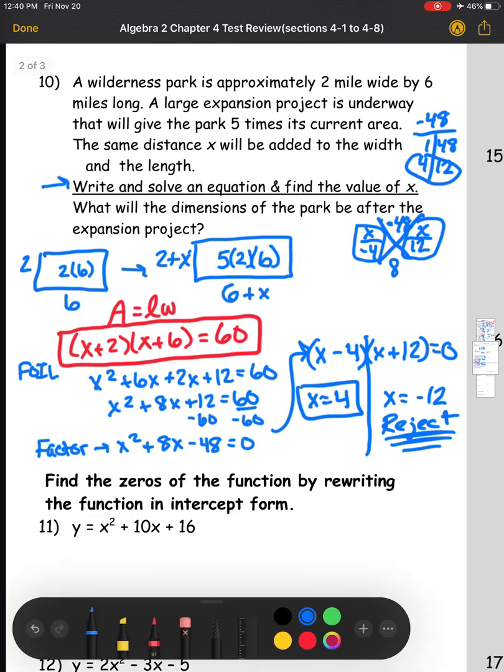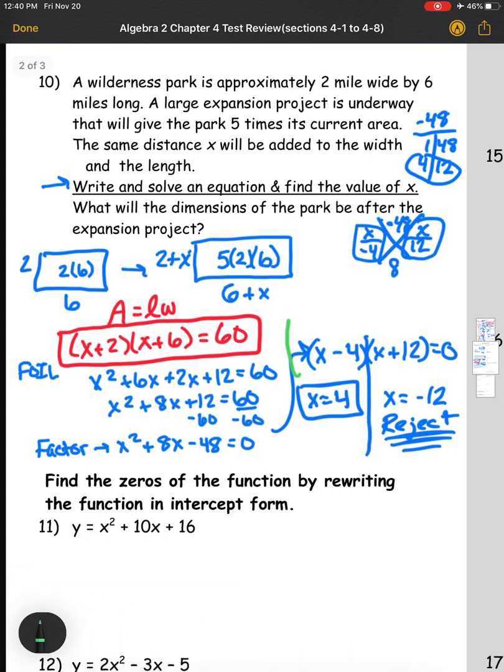Okay, but I'm still not quite done. I need to find the new dimensions, and that's coming from up here. So my new dimension of the new project here is, well, on the width, 4 plus 2 is 6, so that's 6 mile by 6 plus 4 here for the length, 10 mile.